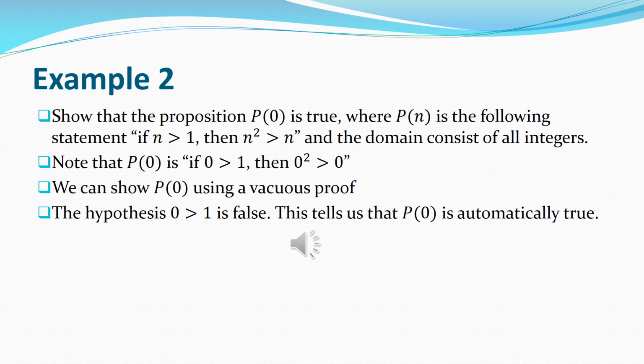We can show that P of 0 is true using the vacuous proof. Now the hypothesis is false, and the conclusion is false. Therefore, from the truth table, we can tell that P of 0 is automatically true.